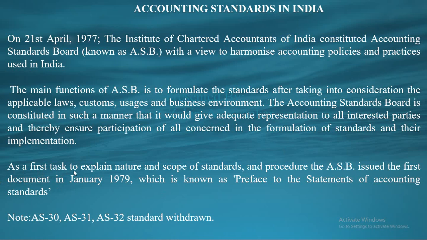As a first task, to explain the nature and the scope of the standards and procedure, the Accounting Standard Board issued the first document in January 1979. See, the Institute of Chartered Accountants of India created the Accounting Standard Board in 1977, and they issued the Accounting Standard Policy in 1979, which is also known as the preface to the Statement of Accounting Standards. See, there are 32 accounting standards, in which Accounting Standards 30, 31 and 32 are withdrawn.